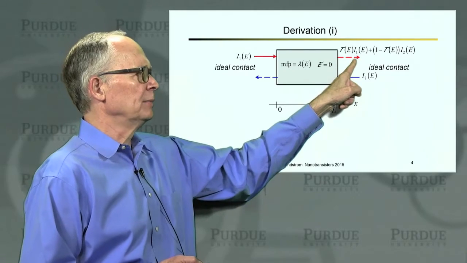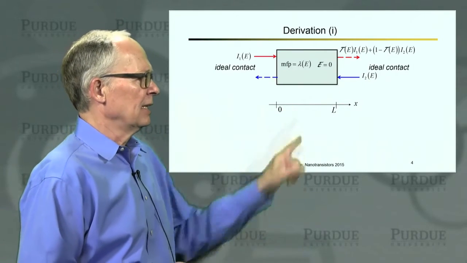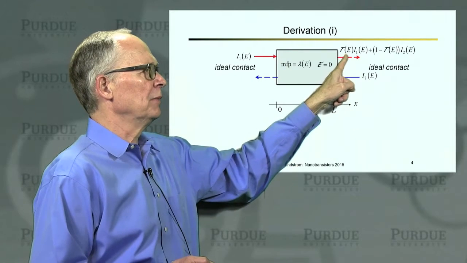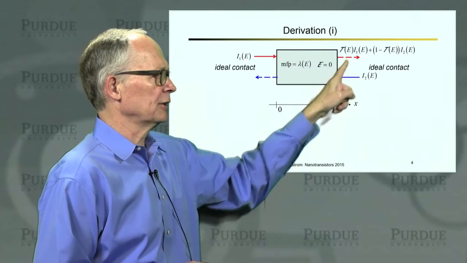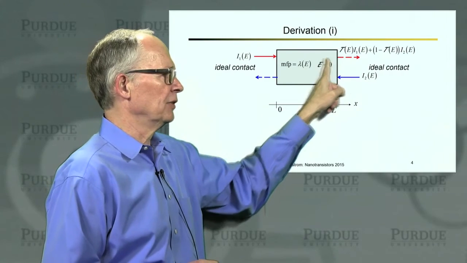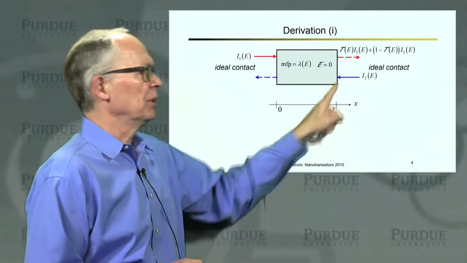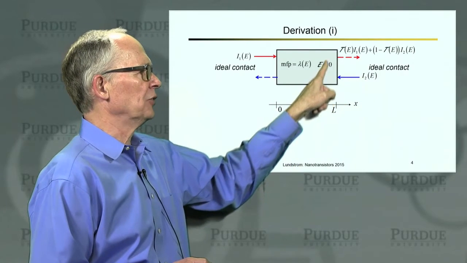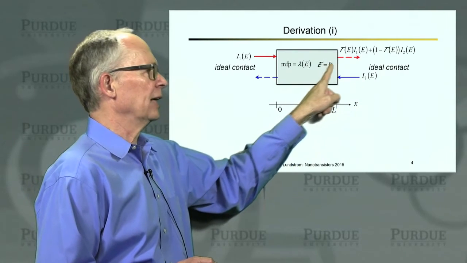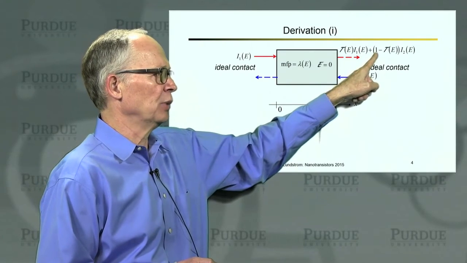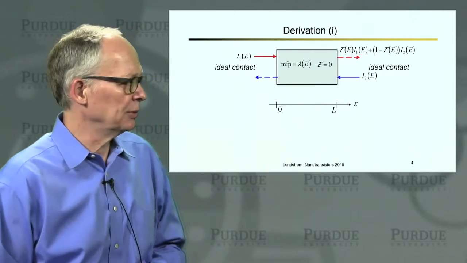If I look at what comes out the right side, due to the injection from the left and due to the injection from the right, some fraction t of the flux injected from the left transmits across and comes out, but some fraction 1 minus t gets backscattered from what was injected from I2 and comes out there as well. So we have to add both of those up.